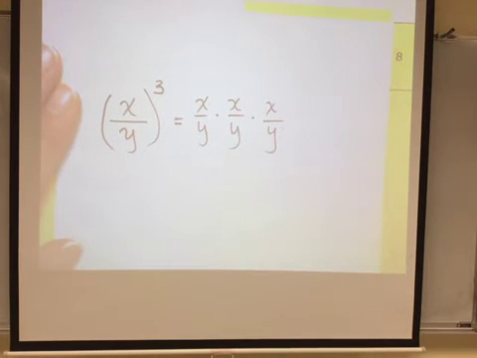I've become so used to using dots as multiplication symbols that I don't even think about it anymore.